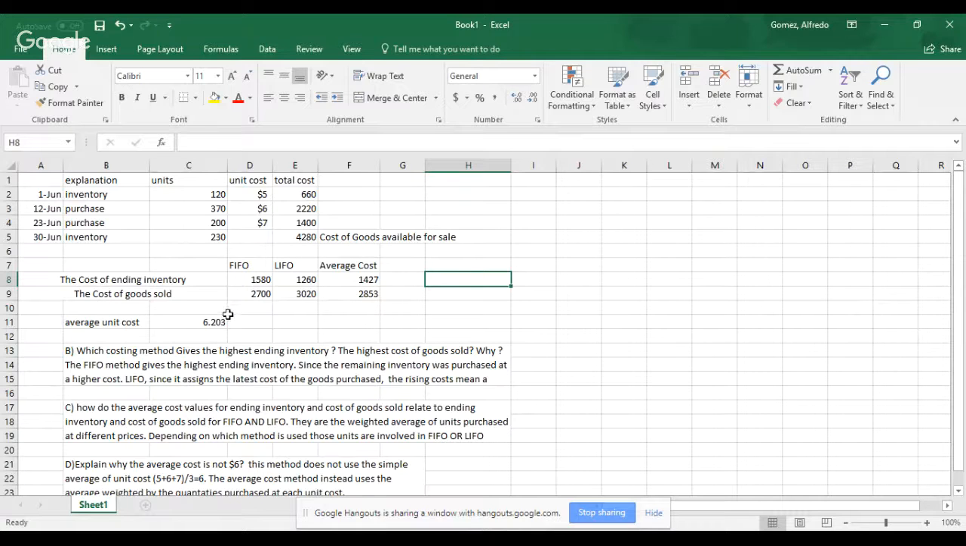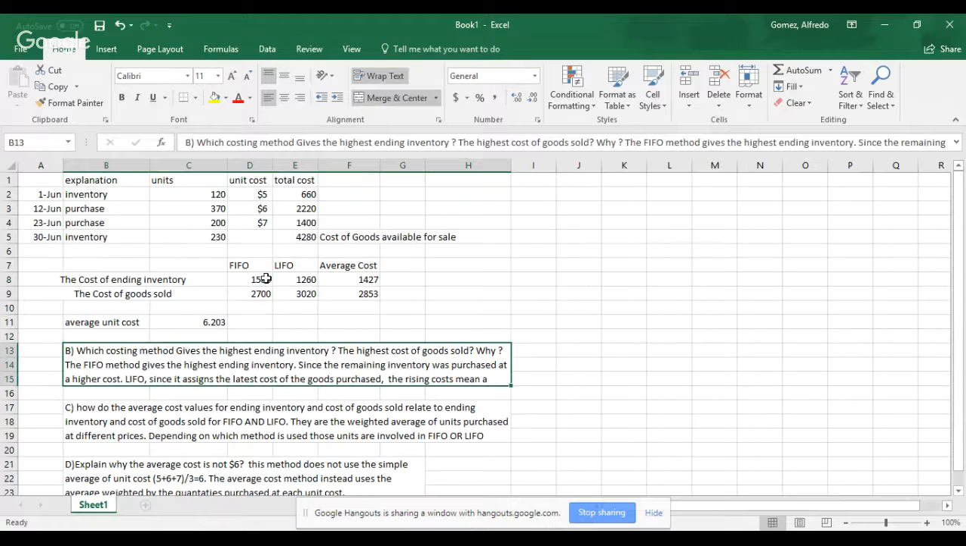If we use the first in, first out method, we are going to assume that the first goods that were purchased were the first to be sold. So we're focusing on ending inventory for first in, first out. If we have an ending inventory of 230, that means we still have 200 units from the purchase made on June 23rd, and we still have 30 units from the purchase made on June 12th.